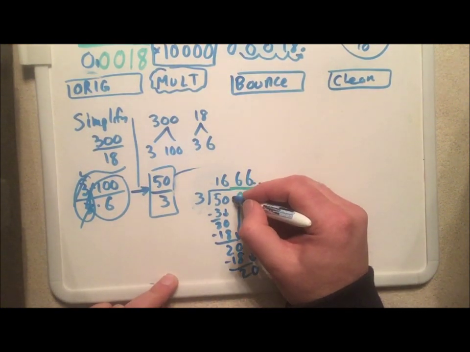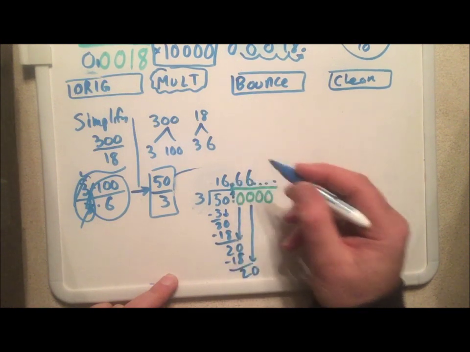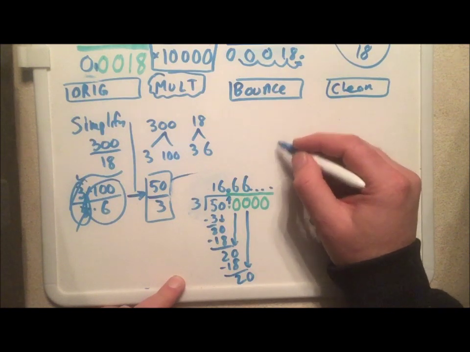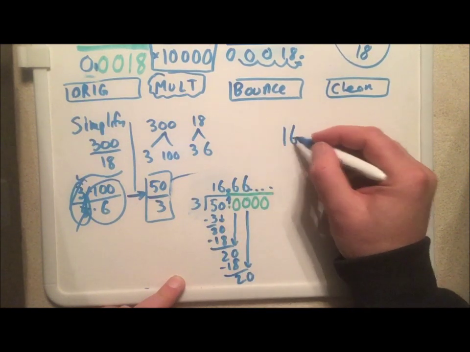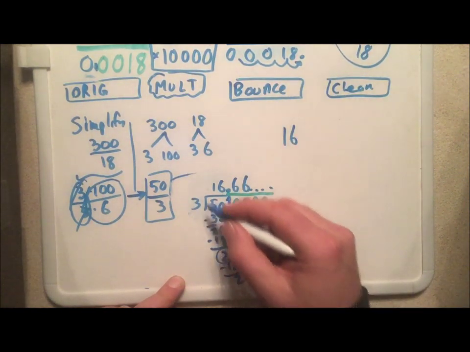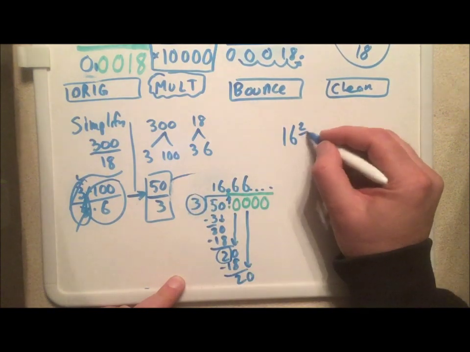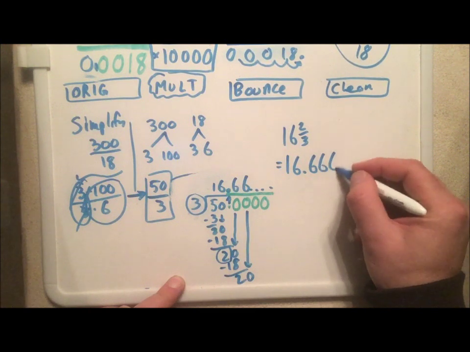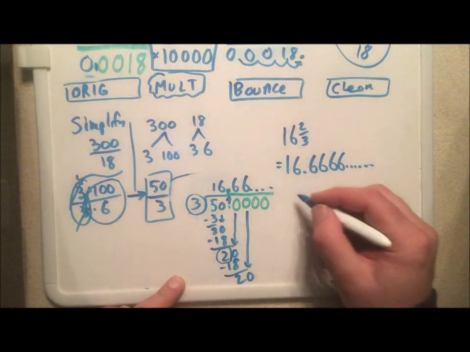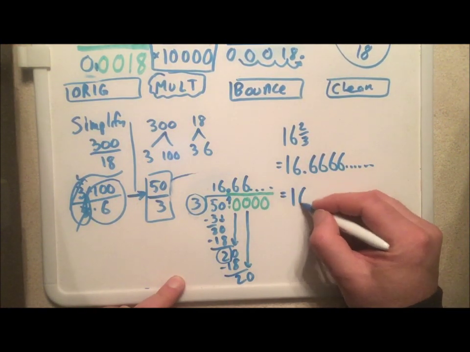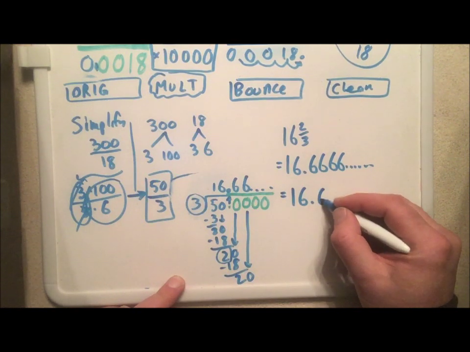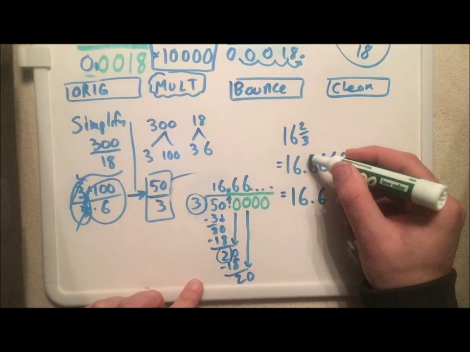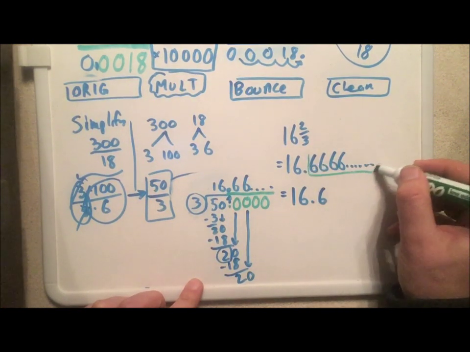Okay, so first of all, let's get that decimal where it's supposed to be. So our answer for this in fraction would be 16 and 2 out of 3. But we also see that's the same as 16.6666 forever and ever and ever. So we can also say that 16.6, but we can't just leave it like a 6. We're going to make a special way to indicate that it's a repeating 6.